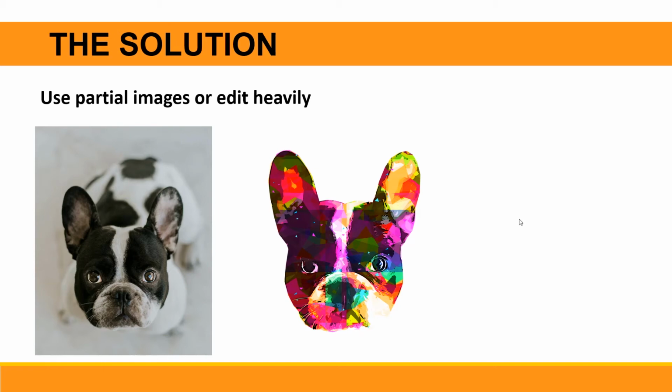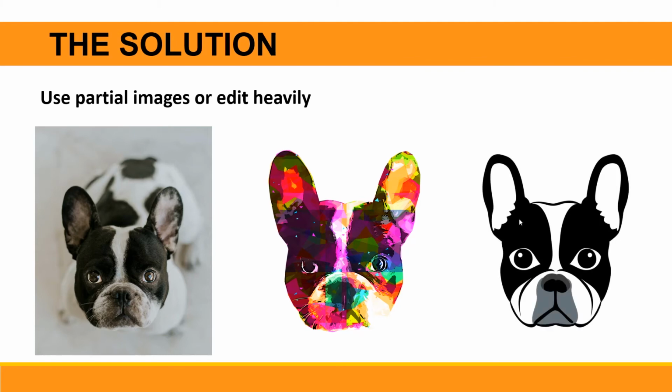Another way to do it is to use it as a reference to create vector graphics or PNG clip art type graphics. So if you want to use this dog image, one way is to apply different types of effects. The other way is to use it as a reference to create a vector graphic, a clip art kind of image.